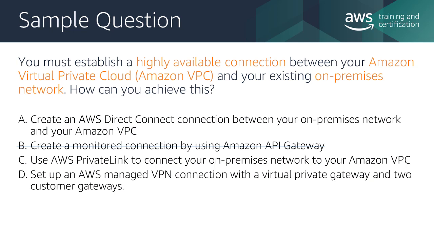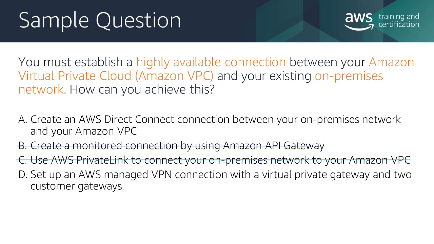Option B, creating a monitored connection by using the API gateway. There is no such thing as a monitored connection in API gateway. It's not a thing. In fact, the API gateway is not even a network connected solution. It's an application integration solution. Option C, incorrect. The AWS private link service is not a solution.